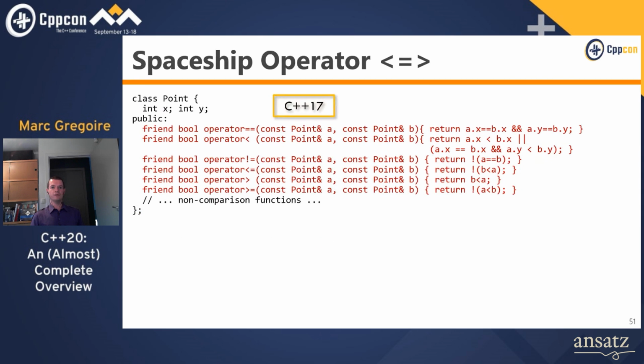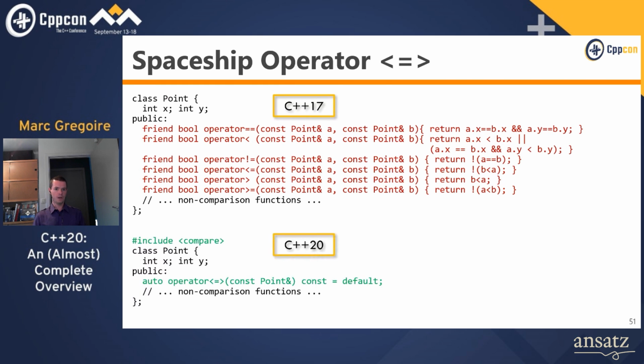This has quite an impact on the classes that you write. In C++17, if I had a point class with a simple x and a y member, and I want to support all 6 comparison operators, I have to implement all 6 of them. Of course, once you have equal and less than, the other ones you can implement in terms of these 2, but you still need to implement all of them. In C++20, you simply include the compare header, and you ask the compiler, do all the work for me, which in this case works because member-wise comparison of x and y is exactly what we want.